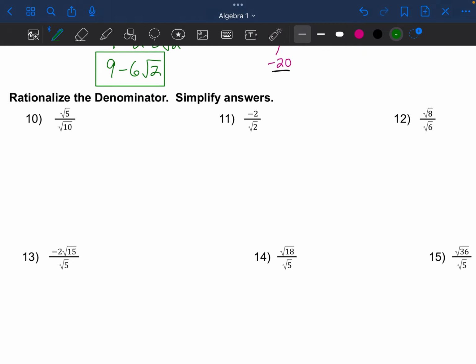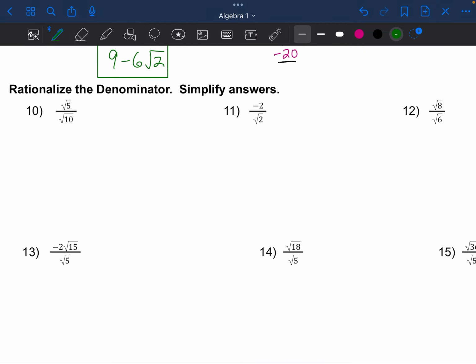In order to rationalize the denominator, what you're going to have to do is multiply by the square root that's in the denominator. So square root of 10, square root of 10, have to multiply on the top and the bottom. Make sure it's inside the square root. So then the square roots can hang out right there. You got square root of 50. And then square root of 10 times square root of 10 is just 10.